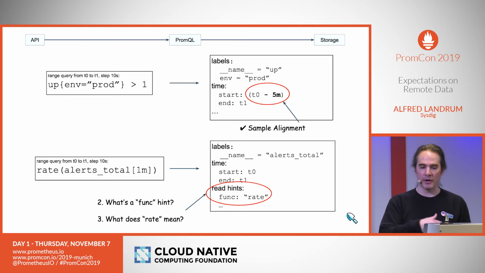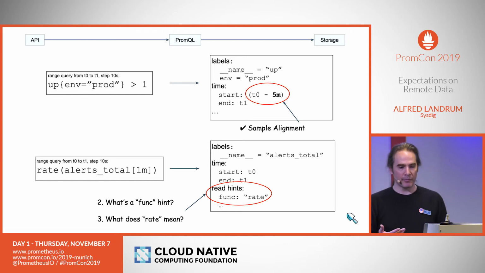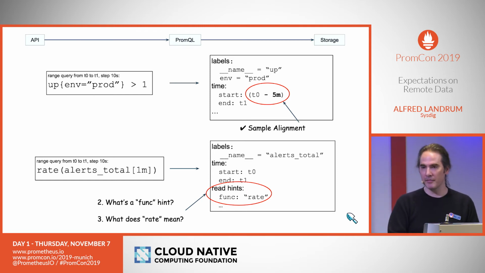Okay, so coming back to our questions, now we know why PromQL asked for that extra 5 minutes of time before the start. So let's go on to the second question here. Why does PromQL send this hint called func? Well, the answer has to do with downsampling.